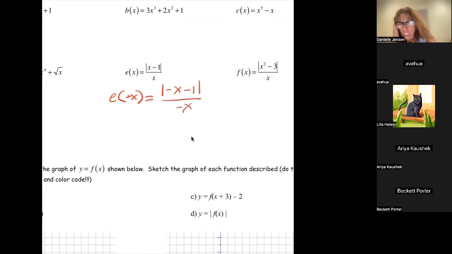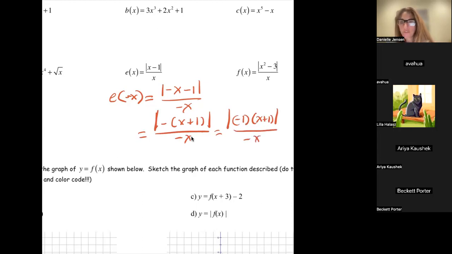Okay, so looking at this, it definitely isn't the same as the original, right? And say you weren't convinced of that. Let me write this a different way. I know absolute value trips people up. So let's say I rewrite it by taking out a -1 from the top. Another way to think about this is the absolute value of -1 times x plus 1.